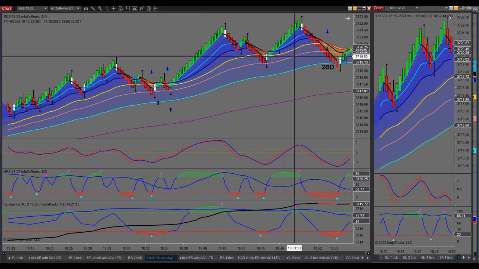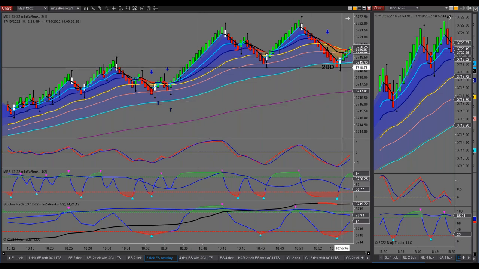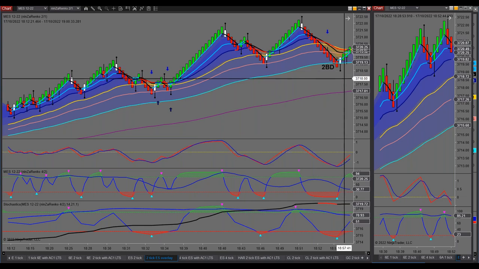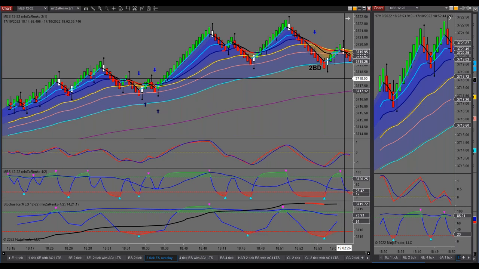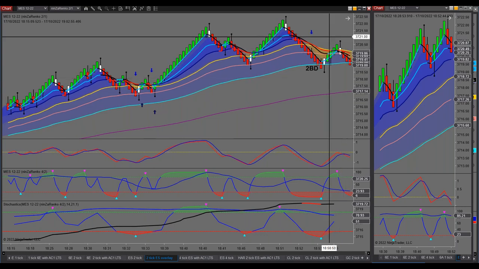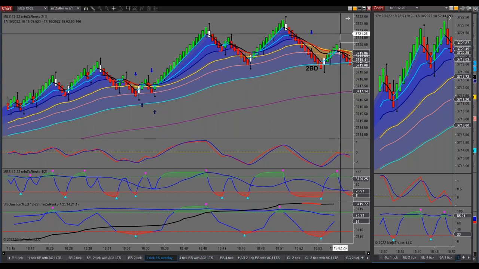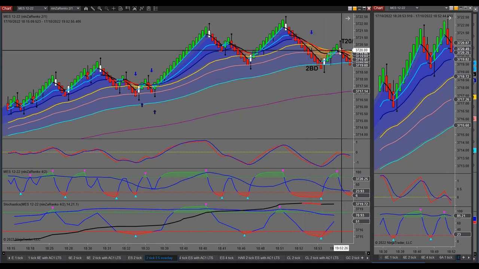Now here, I'm not going to take the 2BD. 2BDs are a lower probability trade. Okay, so let's just start to see where this goes. Okay, all right, so for the experienced members in the room, we've got a T10 just there. This is also, and I think some of you are starting to get the picture on this, this is also a T20-1. Here's my T20, price has come down and now I've hooked over.